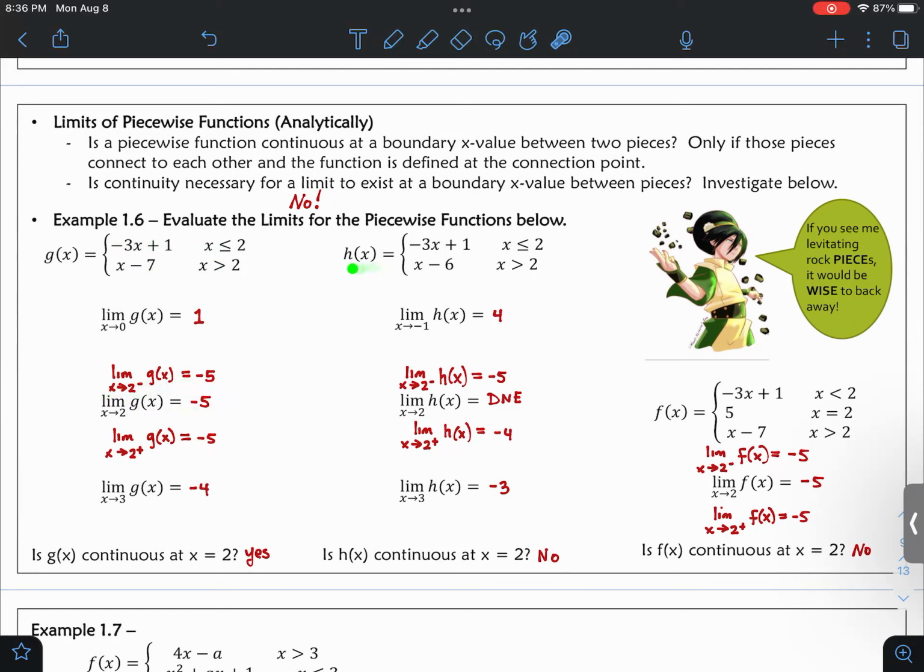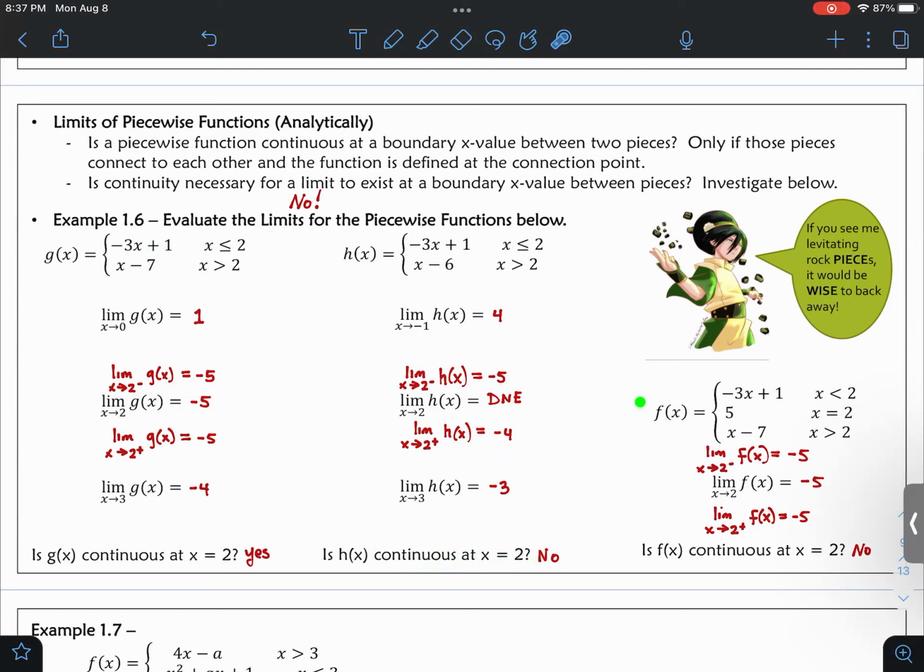All of that changes for h of x. In fact, the only thing I really changed in this function is what used to be a 7 is now a 6, but that's a big change because now your limit from the left is still -5, but the limit from the right is -4. Those numbers are different. So the overall limit as x approaches 2 does not exist. Okay. So h of x was not continuous there.